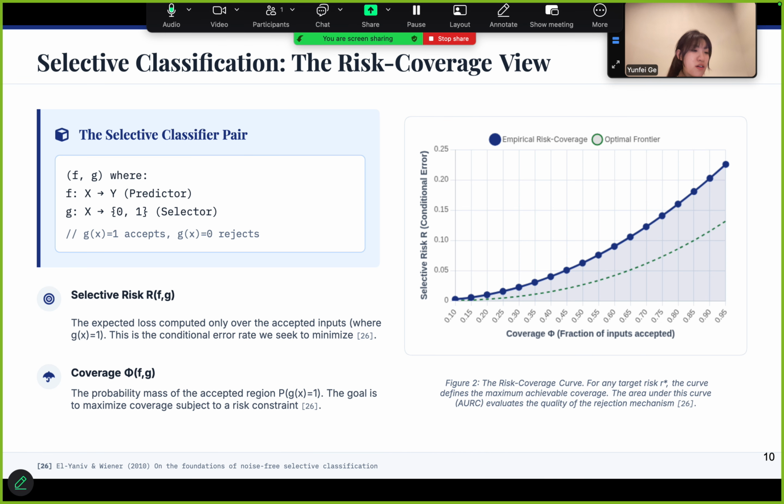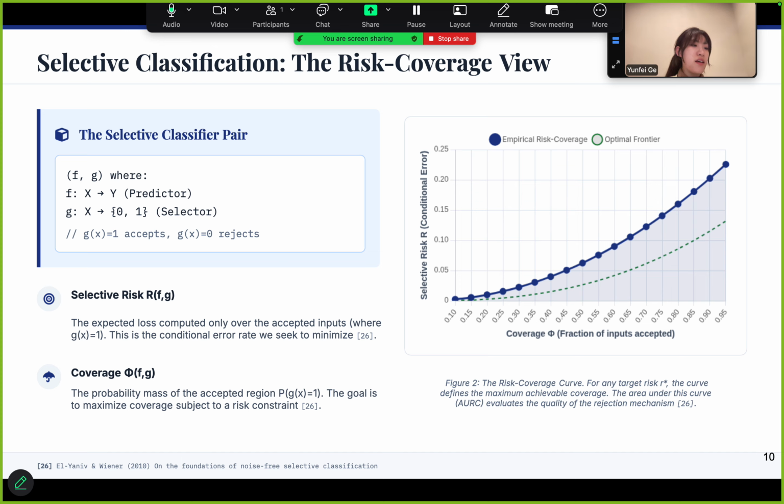Yaniv and Wiener in 2010 gave the finite sample formalization of this work. A selective classifier is a pair: a predictor f, and a selection function g. The predictor maps inputs to class labels. The selection function maps inputs to 0 or 1, where 1 means accept and 0 means reject.